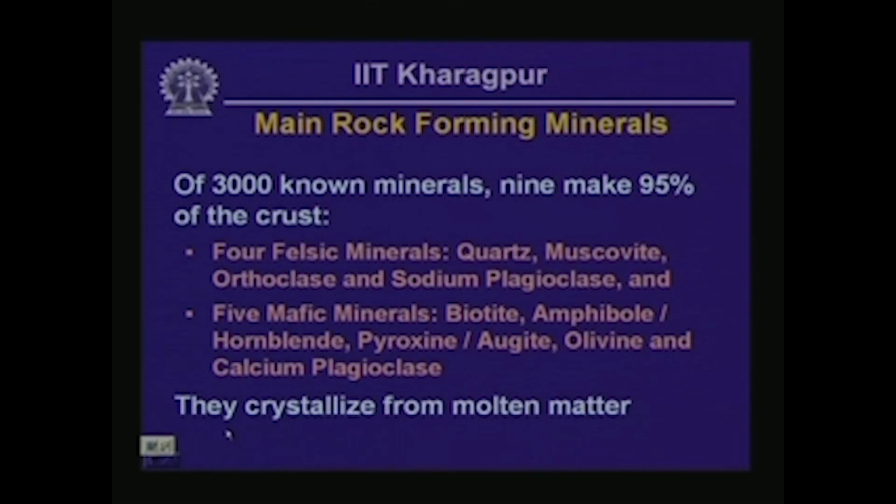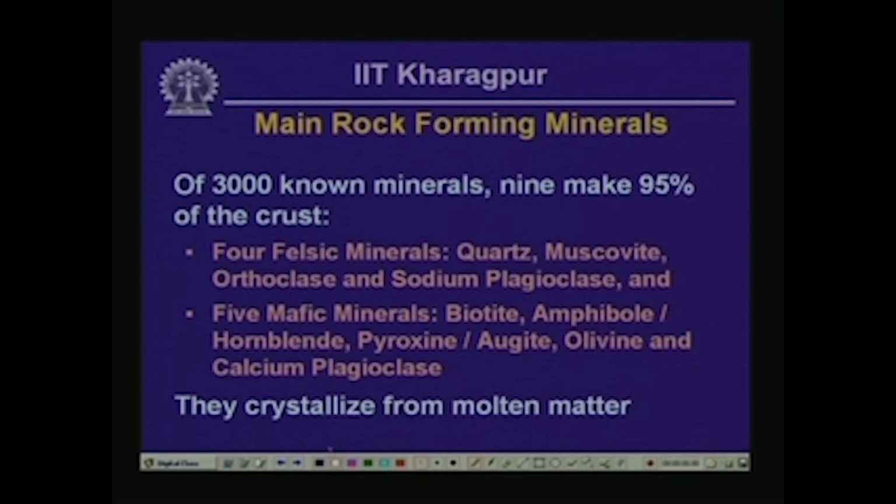Then we want to look at the common main rock forming minerals that compose the majority of the rock mass that occurs on the Earth's crust. Out of the 3000 known minerals, only 9 make 95% of the crust. So, this is a very important statement here. 9 of the 3000 minerals, they make 95% of the Earth's crust.